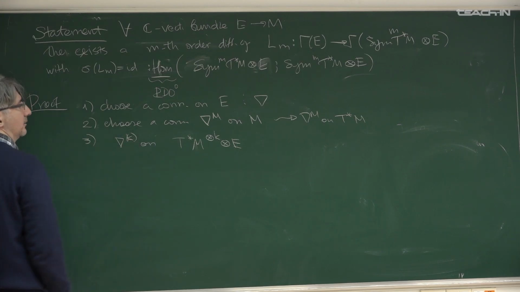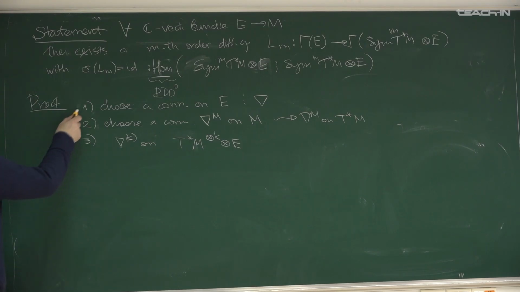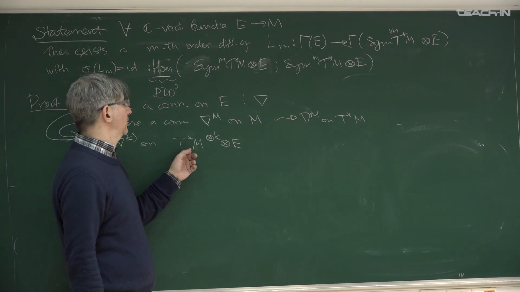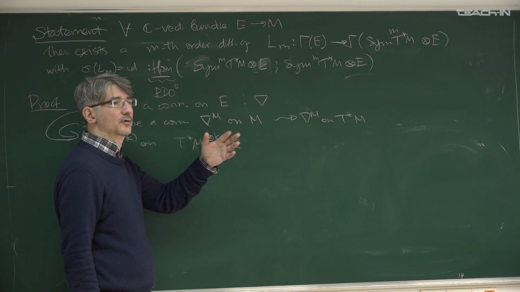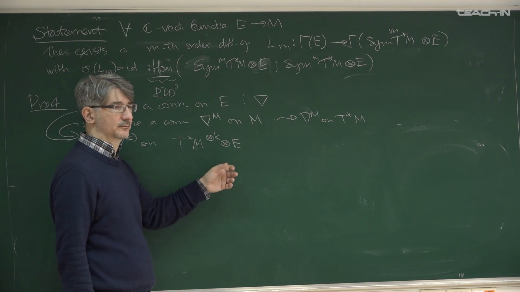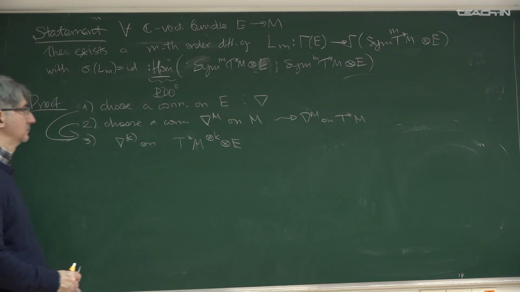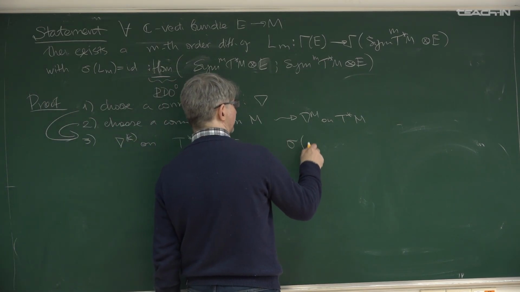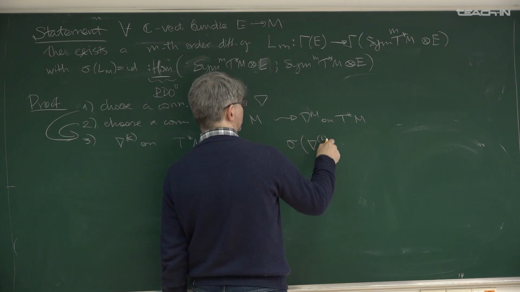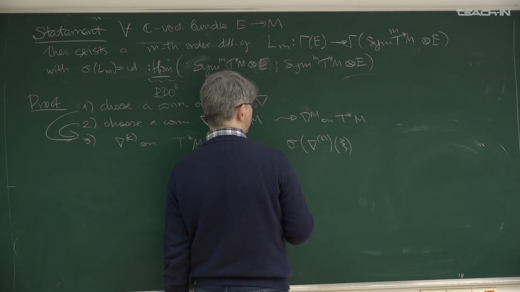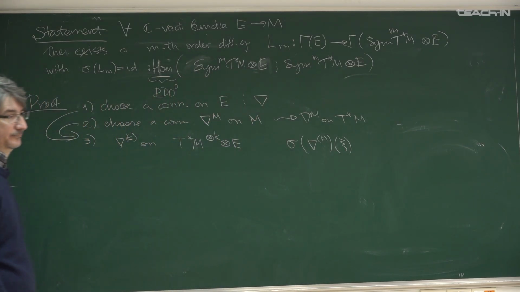For simplicity, I will write it in brackets. They induce connection here. So you have connection on cotangent vector bundle, you have connection on E, so we know how to induce connection on this tensor product. No problem. Now I want to ask you, what is the symbol of this nabla K applied to cotangent vector on manifold M? What do you think?